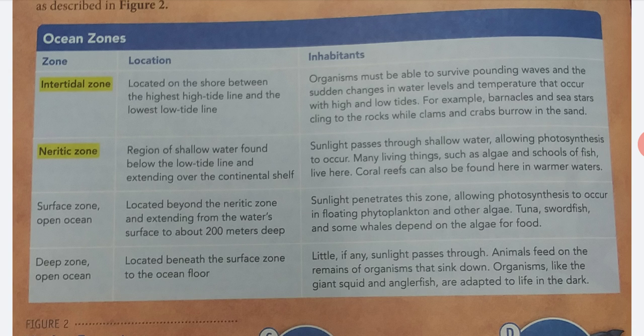Deep zone, open ocean. Located beneath the surface zone to the ocean floor. Little, if any, sunlight passes through. Animals feed on the remains of organisms that sink down. Organisms like the giant squid and anglerfish are adapted to life in the dark.